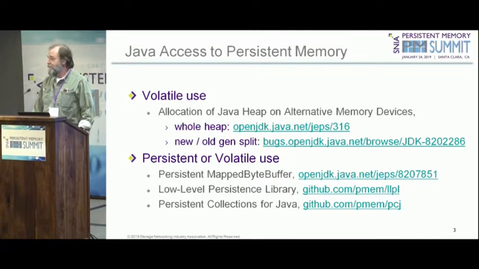This is the high-level view of what's currently available or in progress for accessing persistent memory from Java. The first couple bullets talk about volatile use of persistent memory.